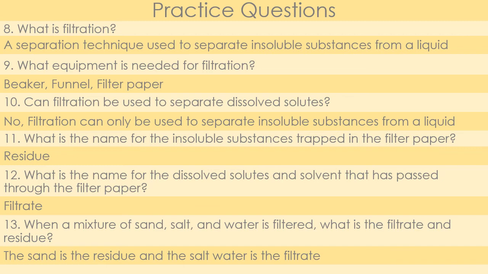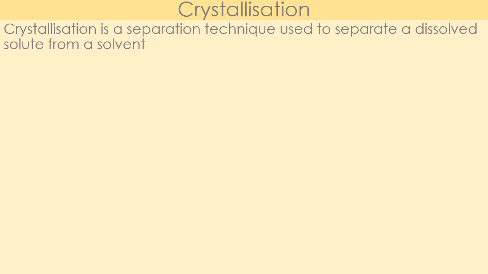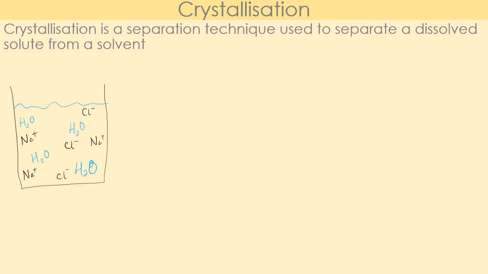We're now going to have a look at another separating technique. That separating technique is crystallization. Now, crystallization is a separation technique used to separate a dissolved solute from a solvent. So I have here my salt water that I collected earlier when I filtered my salt water that had sand in it. I now want to separate out the water and the salt. To do that, I'm going to use a process called crystallization.